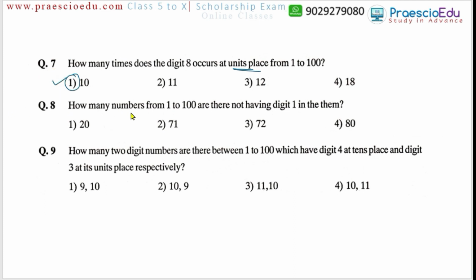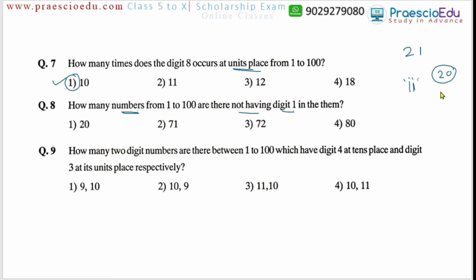Question number 8. How many numbers from 1 to 100 do not have the digit 1? We know the digit occurrence we calculated for digit 1 is 21. But 1 comes double times in 11. This is the one number, 11, where it occurs 2 times. But we have to count only the numbers, not the digits. So for 11, 1 is counted only once. So there are 20 numbers where the digit 1 is included. This is the meaning.